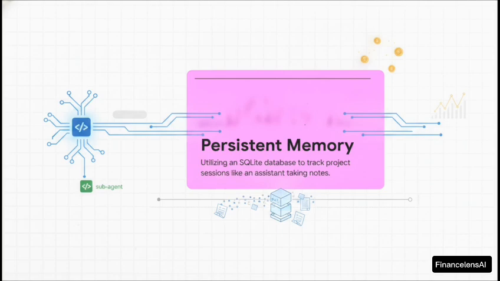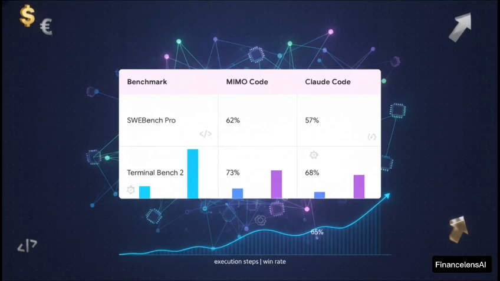While Xiaomi's MiMo Code solves this by acting like a persistent assistant that never needs a coffee break. While the main agent writes the code, a sub-agent meticulously saves everything to an SQLite database, letting it instantly rebuild context if it ever gets lost. And the numbers absolutely back it up. In head-to-head benchmarks, Xiaomi's memory-first approach is rigorously beating Anthropic's Claude.